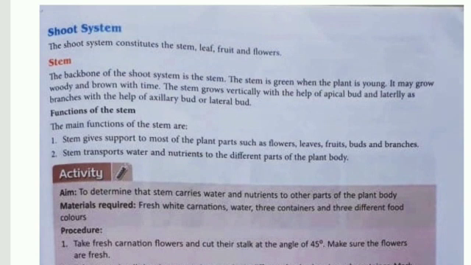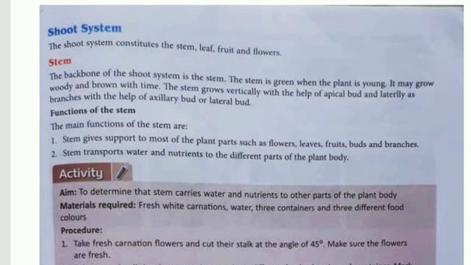So there are two types of bud. One is at vertical level, that is apical, at the top of the stem, and side buds are called lateral bud or axillary bud. Hope you understood. Now come to function of the stem. Main function. There are main two functions.